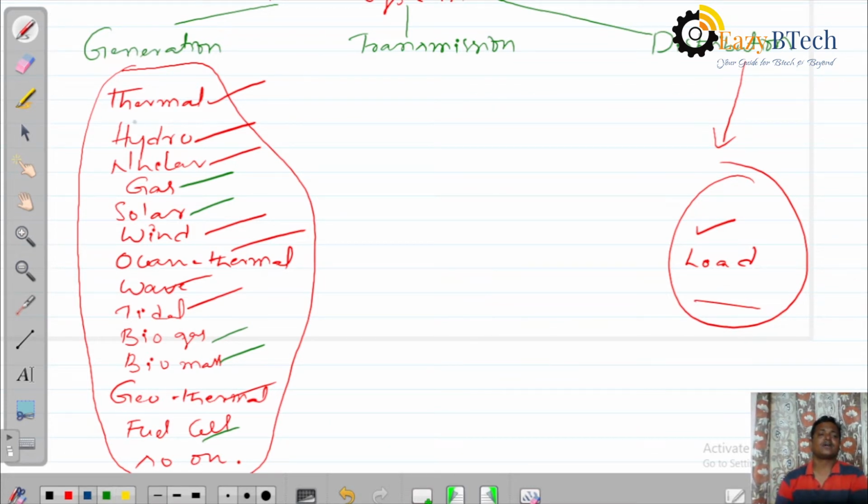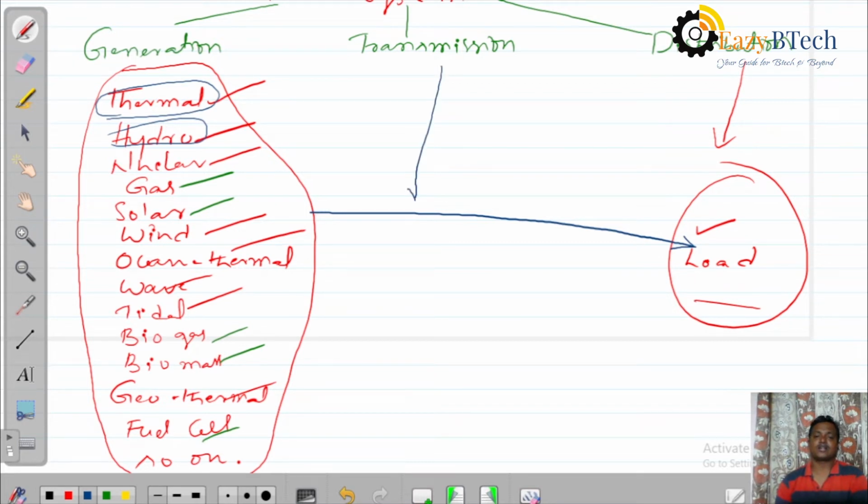But practically, we will generate huge amount of electrical power with the help of thermal plants, hydro plants, or non-conventional and conventional energy sources. By using fossil fuels, we will generate huge amount of electrical power. Those are not near to the load centers. Therefore, we need a transmission system. We need to transmit the power from generating stations to load centers. That is the importance of transmission system. Transmission system is responsible to transmit the power from generating stations to load.